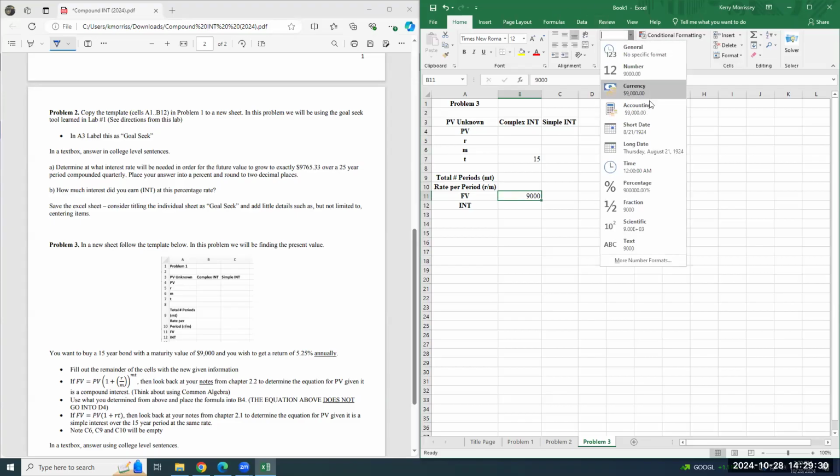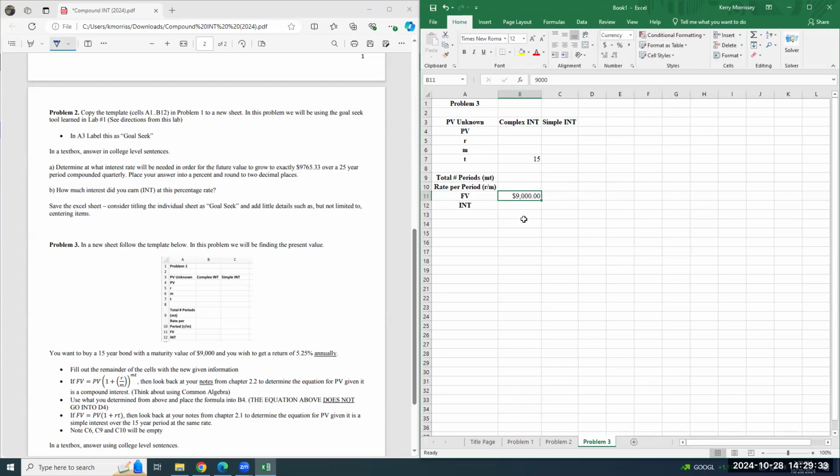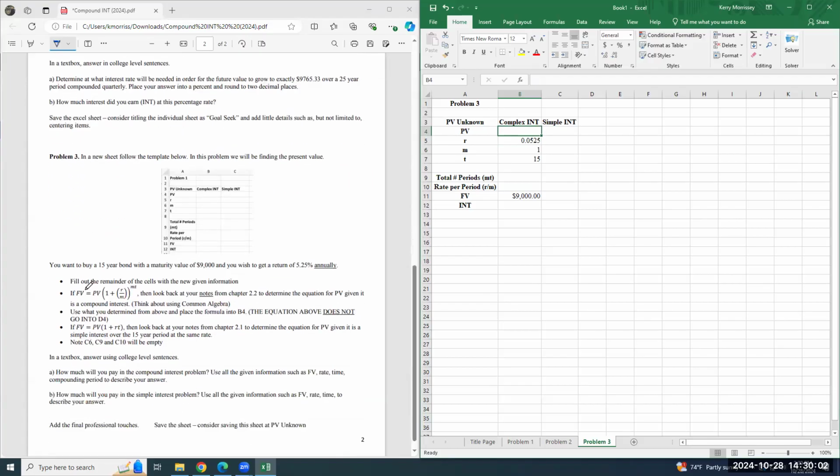And let's put this in a currency amount. And we want a return of 5.25%, so that's our rate, 0.0525. We're talking about annually, so annually being 1. And we want to know what is your PV. So this is an unknown PV. It says fill out the remainder of the cells given the new information. And keep in mind, it does now tell us your formula. So that actually was here from the back.